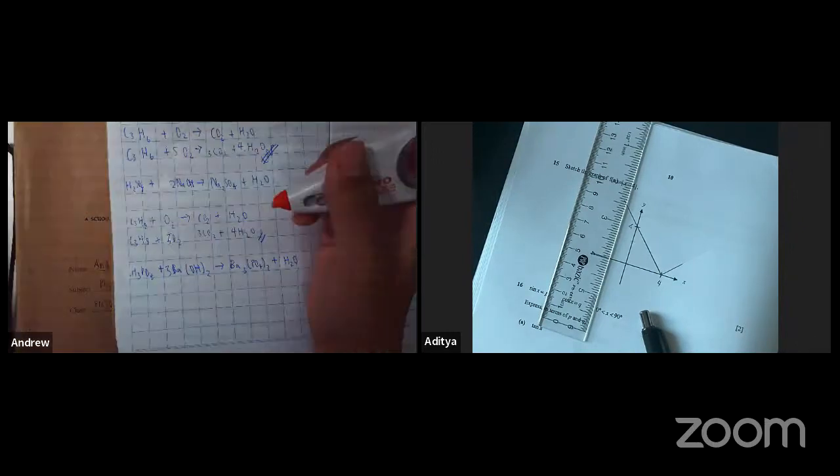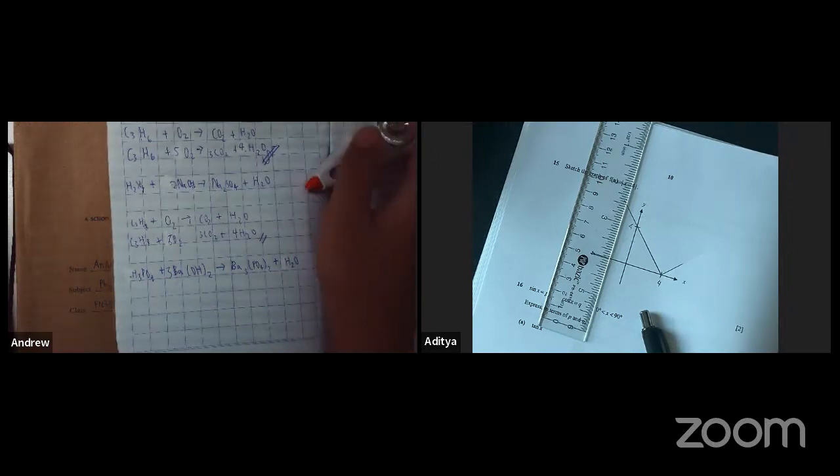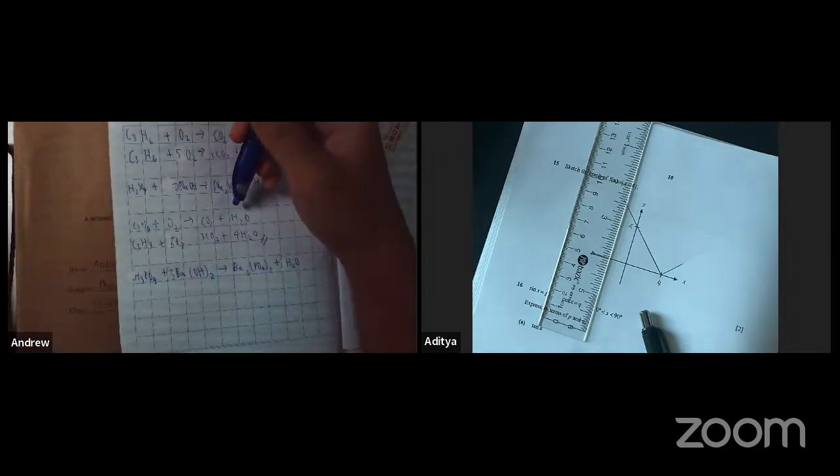Aditya, your drawing is fine so far. Are you stuck somewhere? No, just normal. Okay. Right. So if the lines help you, Andrew, maybe you want to use pencil. But at the start, I would suggest using lines. They are very easy to do in exam anyway.